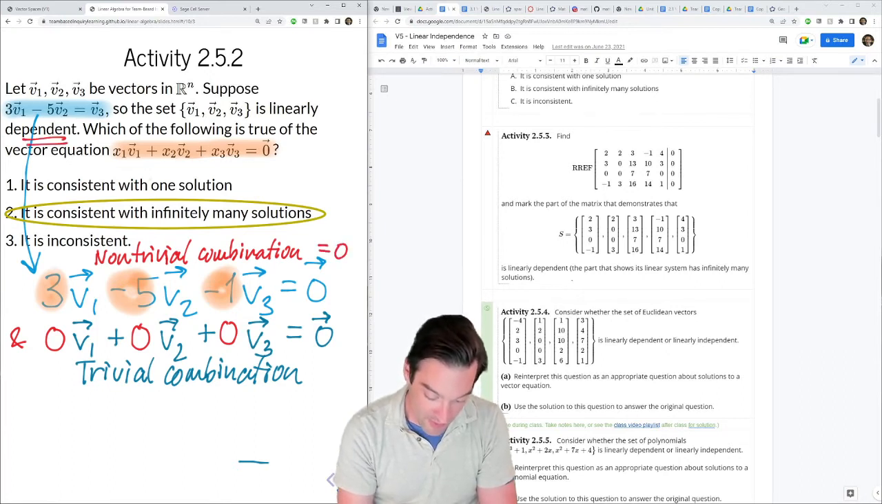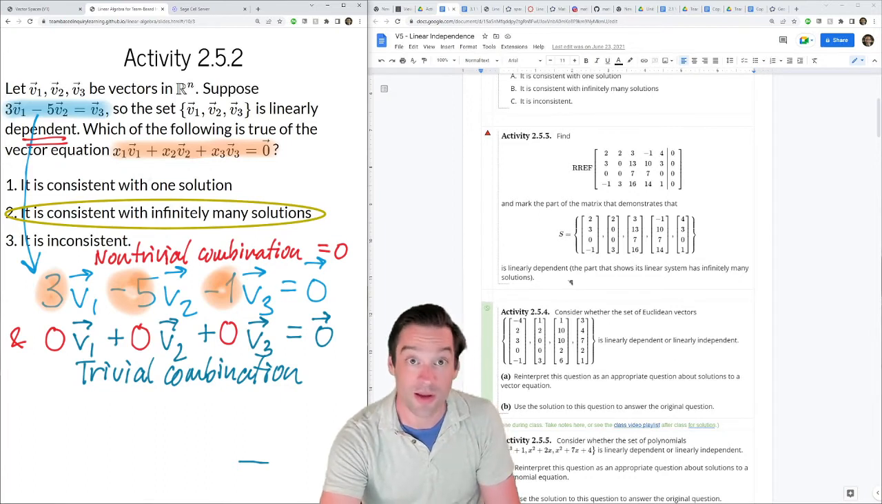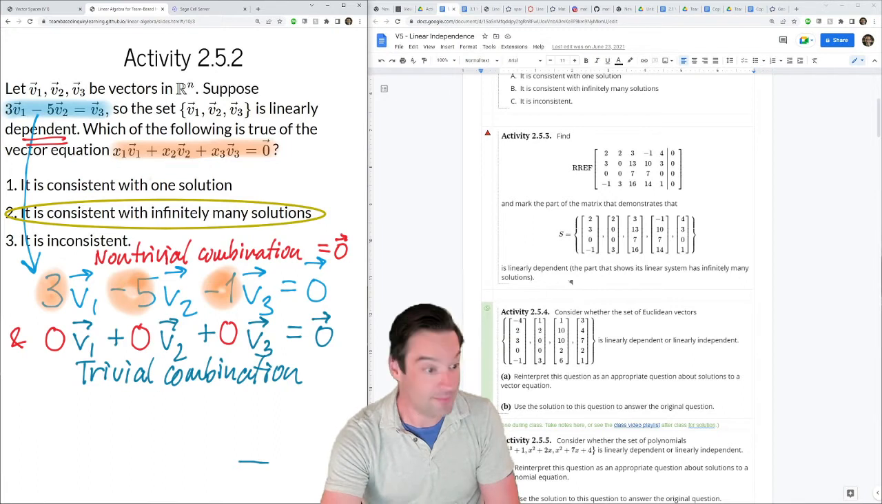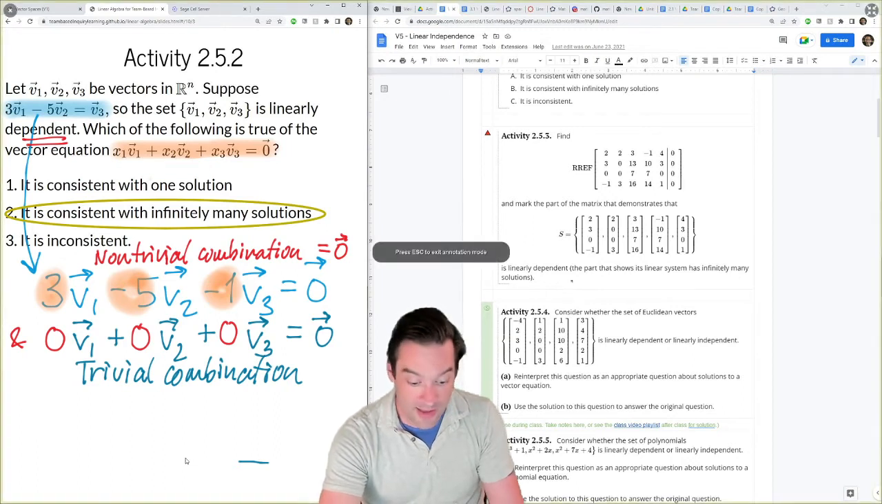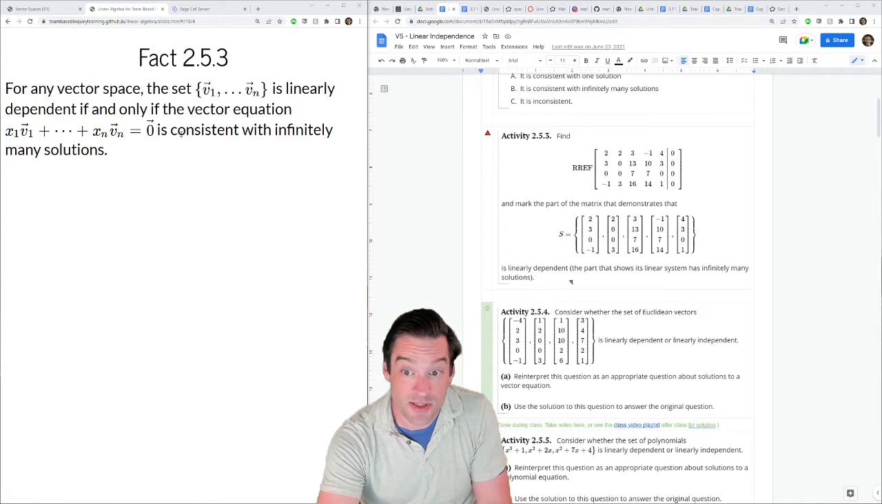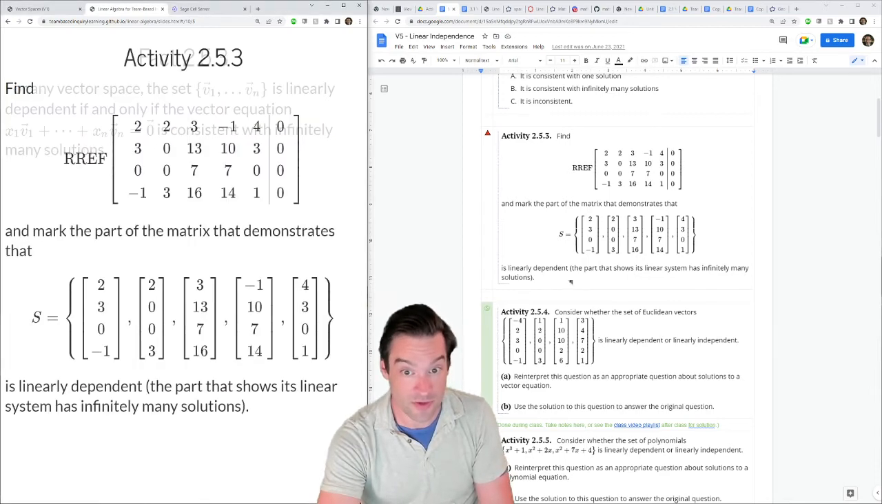So dependent means that there is a non-trivial linear combination of those vectors that gives us the 0 vector as the right-hand side. So with that in hand, a set of vectors is linearly dependent if and only if this vector equation is consistent and it also has infinitely many solutions. It's going to have infinitely many solutions because as soon as we have one that's non-trivial, we're going to have infinitely many that are non-trivial. Because that's the nature of the solutions of equations.